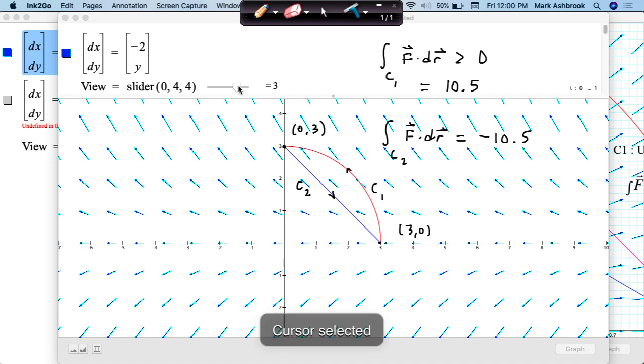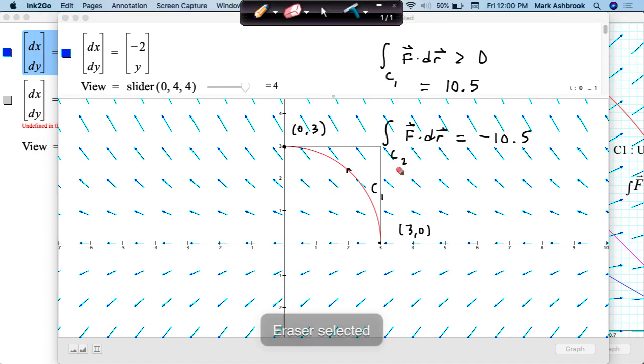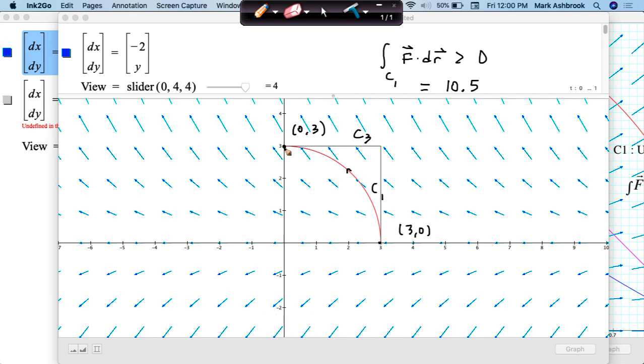Okay? Here's another path. These two line segments here, C3. Okay, what about that line integral? Okay, that's the question. Who said that? Which way is it going? So rather than going back, I'm going to do the same thing I did for C1. So I'm going to start at 3,0 and go to 0,3.